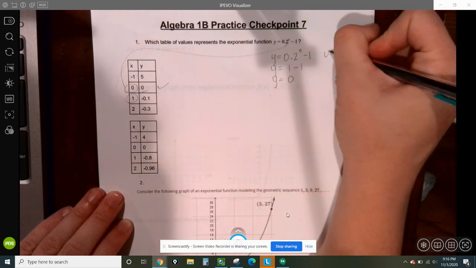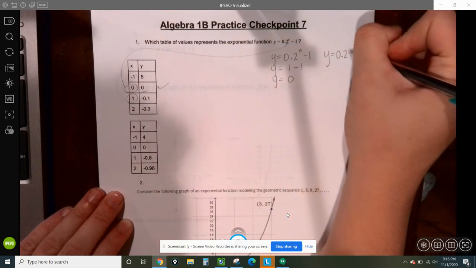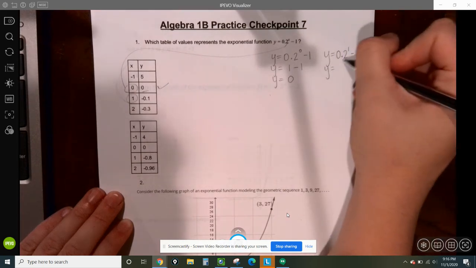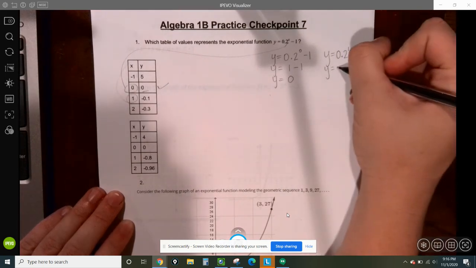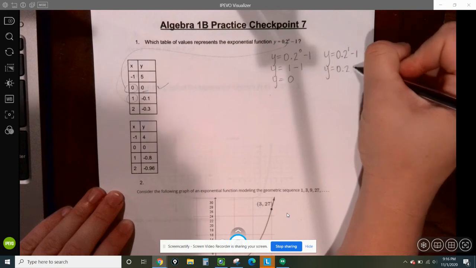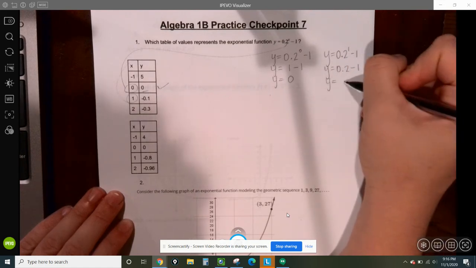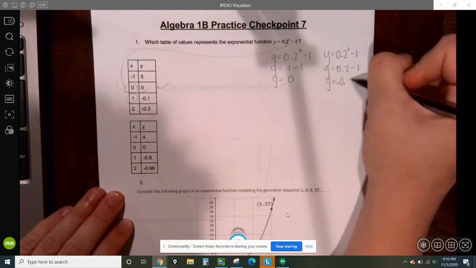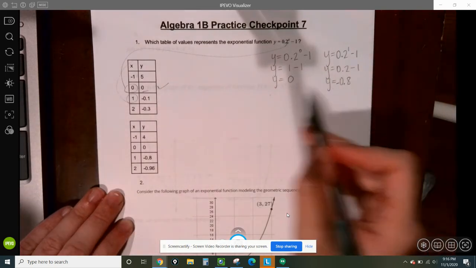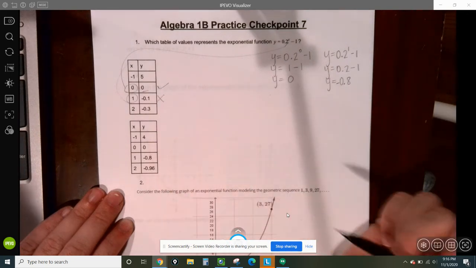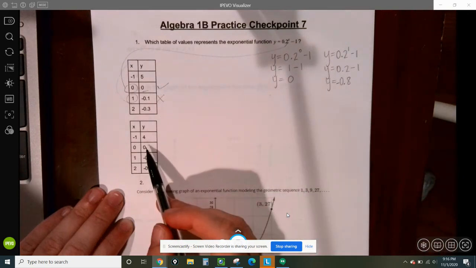If I plug in 1, I get y equals 0.2 to the first power minus 1. Well, anything to the first power is just itself, and I'm going to subtract 1. So 0.2 minus 1 would be negative 0.8. And that is not what came out right here. So this table of values cannot work. Let's see if this one works.